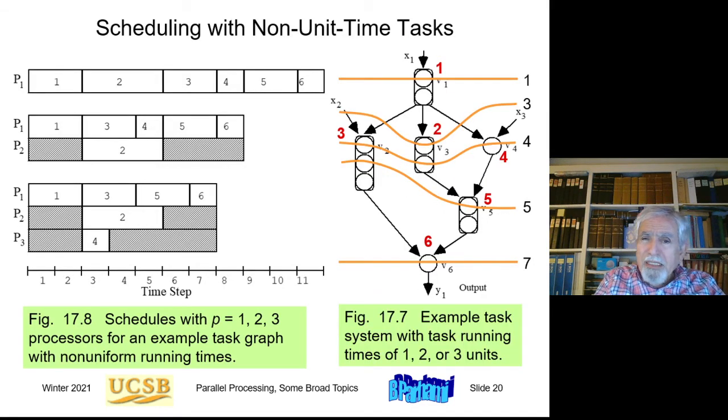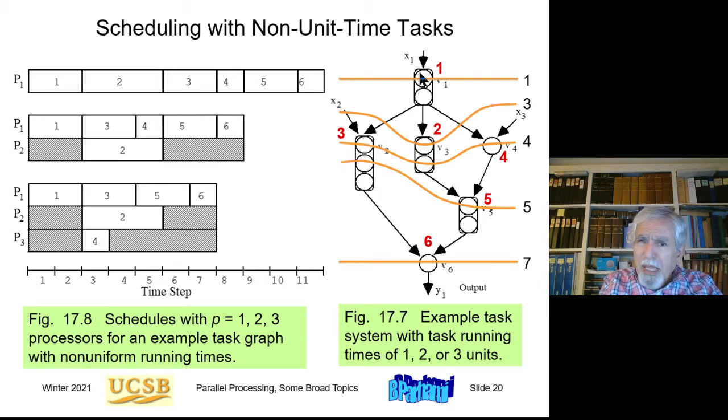Now, if your tasks are non-unit time, you can still use a version of this list scheduling algorithm. Here I've shown a very simple task graph that has unit time tasks, tasks that require 2 units of running time, and this one that requires 3 units. I've drawn the task like this to show that the layering works here as well.